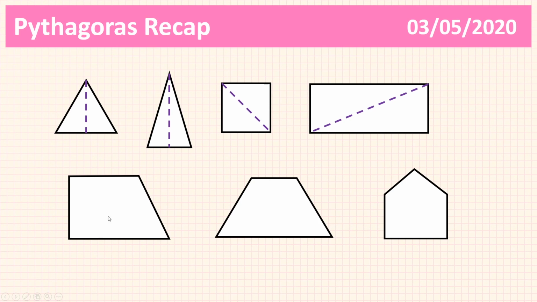For this trapezium, for this right angle trapezium, we can drop a perpendicular there. That will give us a right angle triangle and a rectangle. For this isosceles trapezium, you can do that. That will give us two right angle triangles either side of this rectangle. And for this one, you could do that.